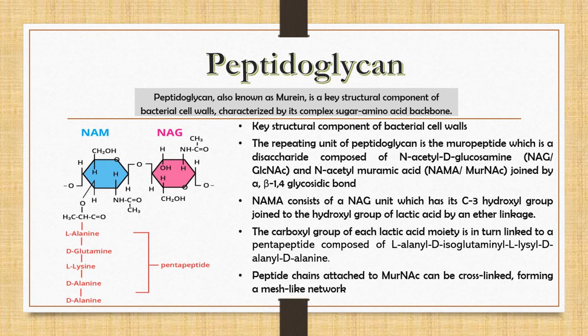Peptidoglycan. Peptidoglycan is a structural heteropolysaccharide present in bacterial cell walls. The repeating unit of peptidoglycan is the muropeptide, which is a disaccharide composed of N-acetyl-D-glucosamine and N-acetylmuramic acid, joined by a beta-1,4 glycosidic bond.